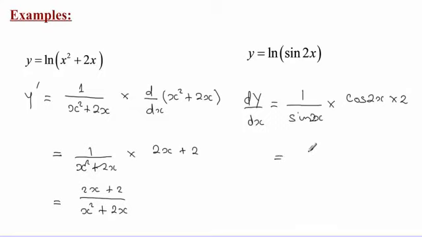Then, simplifying this, we have 2 cosine 2x over sine 2x. As you can see again, you have a rational expression, but this one you can simplify to 2 cot 2x. So there is an example for differentiating the natural base logarithm function.